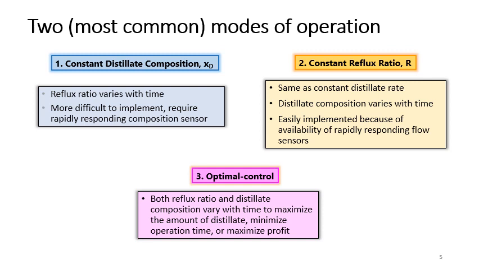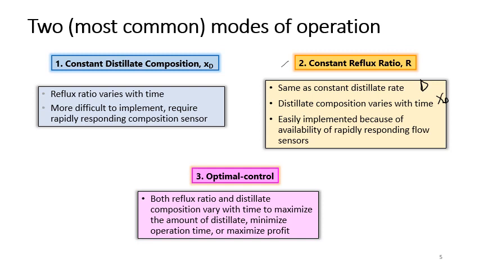And mode number two is the constant reflux ratio, constant R, also known as constant distillate rate. So distillate rate here is not constant distillate composition, but rather constant D. So if you put R constant, then the distillate composition XD varies with time. So which one is easier to be implemented?